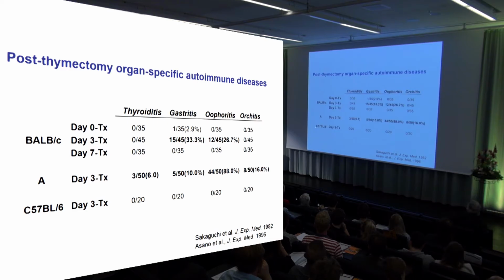This is neonatal thymectomy in different strains of mice, which are all normal mice with no autoimmunity. If you remove the thymus within 24 hours after birth, on day 0, you don't see autoimmunity. But on day 3, you see 30% gastritis and 30% ovaritis, and on day 7, nothing happened. With day 3 thymectomy in this strain, 90% developed ovaritis with some other autoimmunity. But another strain is resistant to autoimmune induction by neonatal thymectomy. So the timing of thymectomy is important, and the genetic background is also important.